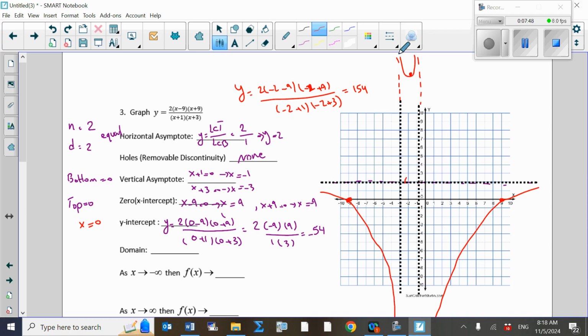But as I said, on your test, you can just enter this into the calculator and graph the function, and you will see how it looks.